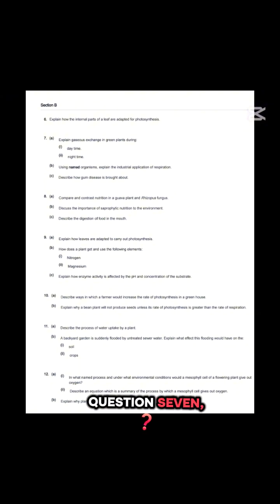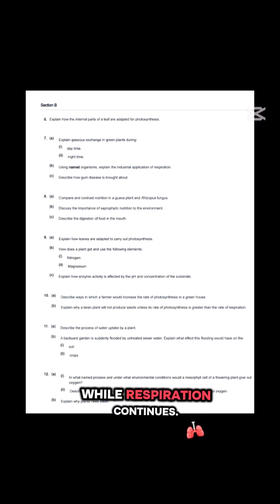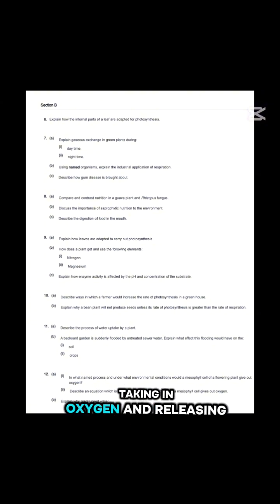Question 7. A. Gaseous exchange in green plants during 1. Daytime, the rate of photosynthesis is higher than the rate of respiration. Net gas exchange involves taking in carbon dioxide and releasing oxygen through the stomata. 2. Nighttime, photosynthesis stops due to the absence of light, while respiration continues. Net gas exchange involves taking in oxygen and releasing carbon dioxide.